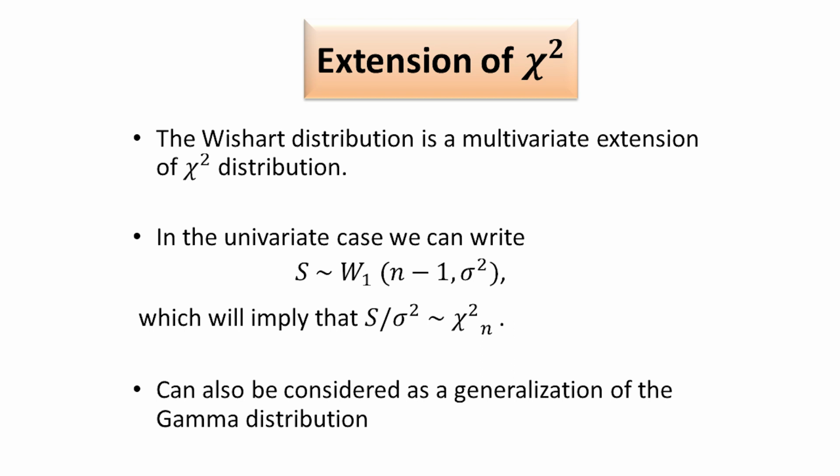Now, in the univariate case, p is equal to 1. So, n minus 1 S will be distributed as Wishart 1 with degrees of freedom n minus 1 and parameter sigma square. We know that n minus 1 S by sigma square in the univariate case will be distributed as chi-square n minus 1. This is the reason why the Wishart distribution is referred to as a multivariate extension of the chi-square distribution. The Wishart distribution can also be considered as a generalization of the gamma distribution.